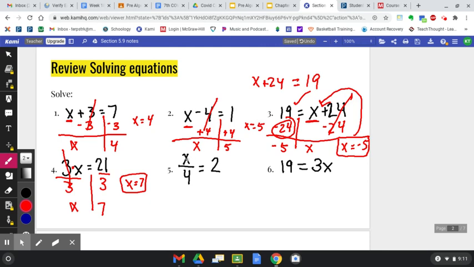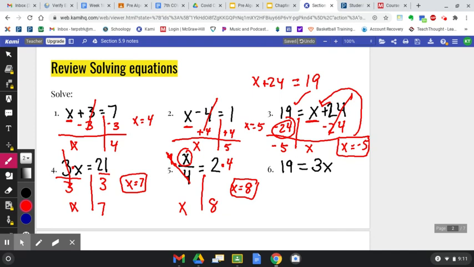Number 5, what divided by 4 equals 2? And I should know that it's 8. But my inverse operation says if this is my variable and it's divided by 4, to inverse that, I multiply both sides by 4. 4 divided by 4 is just 1, so I'm left with x. 2 times 4 equals 8. So x equals 8 in number 5.